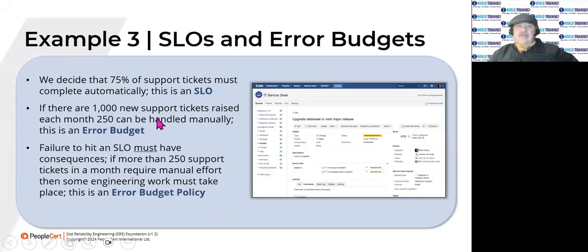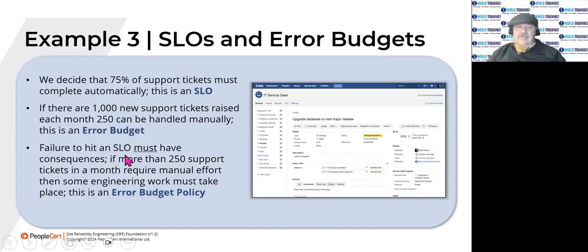Here's another kind of example. This one's related to support tickets. Let's say you have an SLO that says 75% of support tickets must be automated. That's an SLO, and that may again be over a period of, let's say, a month. It doesn't have to be a month, it's whatever makes sense, but in this case, a month. So if there are 1,000 new support tickets in a month, 25% of those are in your error budget. So 250 could still be handled manually, and you would still satisfy your SLO.